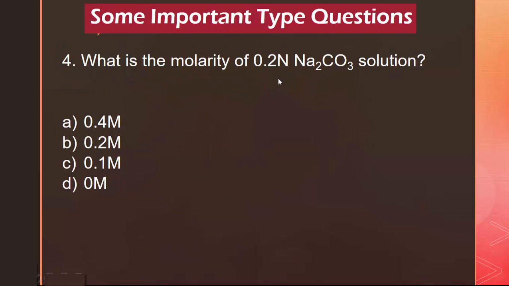What is the molarity of 0.2 normal sodium carbonate solution? Only this much is the data given to us. We are supposed to find out the molarity of 0.2 normal sodium carbonate solution. Now the options are: option A 0.4 molar, option B 0.2 molar, option C 0.1 molar, option D 0 molar.